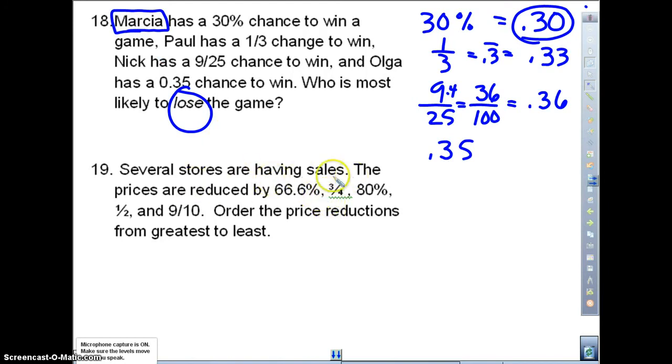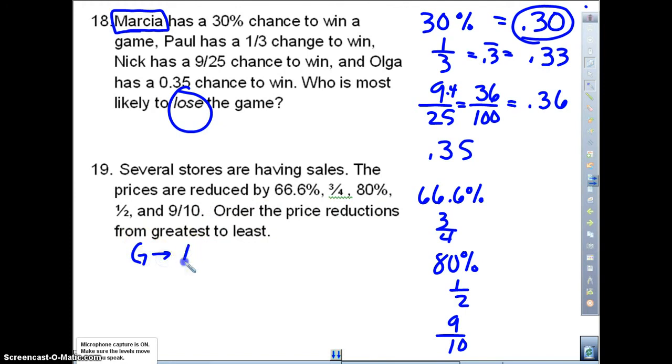Okay, several stores are having a sale on number 19. The prices are reduced by 66.6%, 3/4, 80%, 1/2, and 9/10. Order the price reductions from greatest price reduction to the least. Okay, I don't know, what form do you want it in? Fraction form, decimal form, percent form?